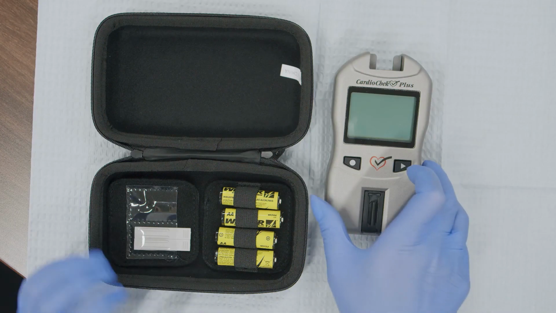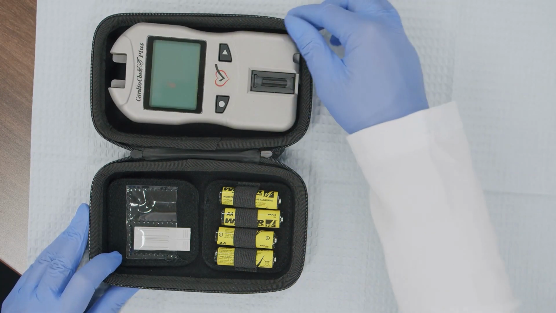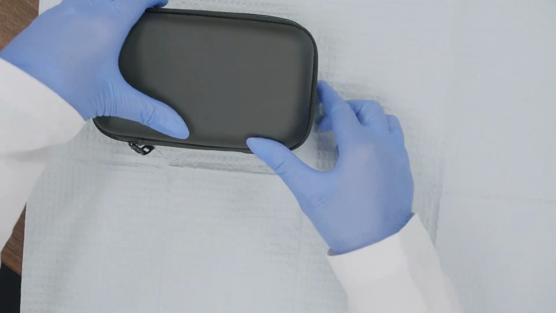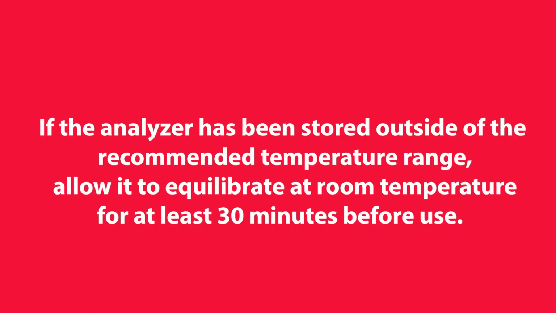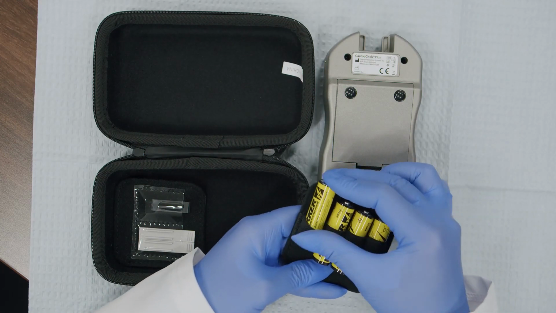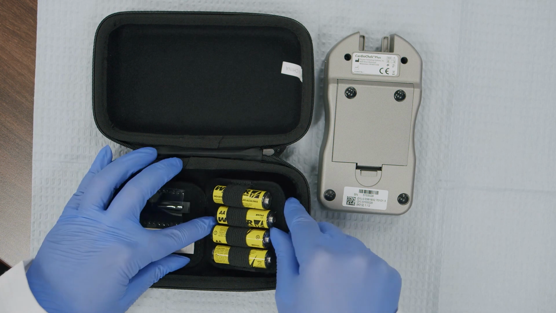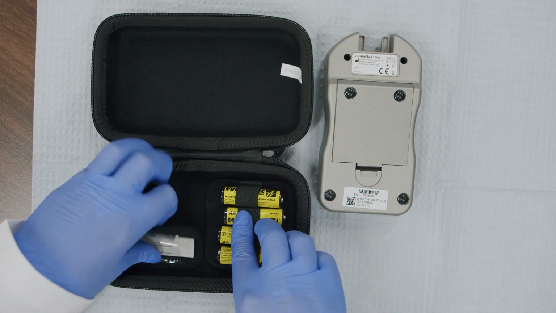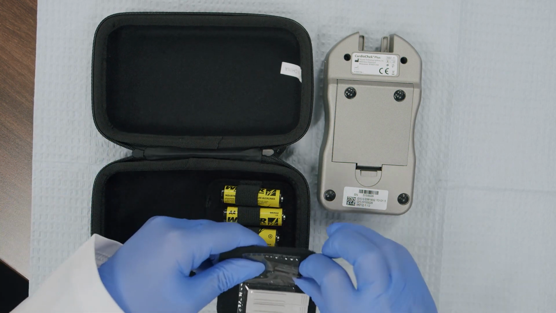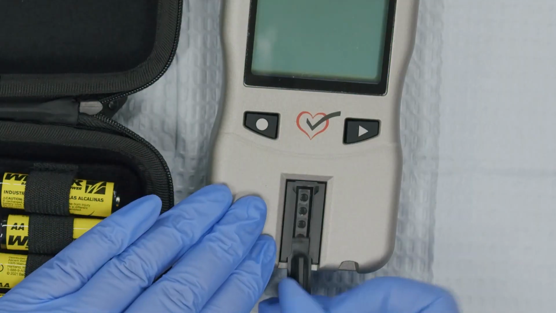Proper storage and handling helps protect the performance and longevity of your analyzer. Store the CardioCheck Plus analyzer in the case provided at the temperature indicated in the user guide. If the analyzer has been stored outside of the recommended temperature range, allow it to equilibrate at room temperature for at least 30 minutes before use. If you plan to store the analyzer for an extended period of time, remove the batteries and store them in the analyzer's case. Place the black optical glass cover on the analyzer before storing.